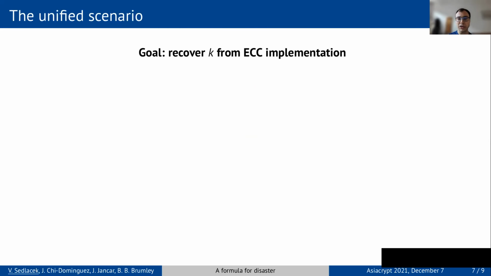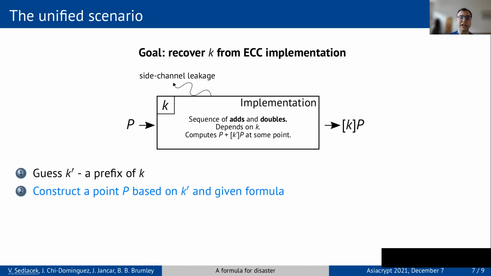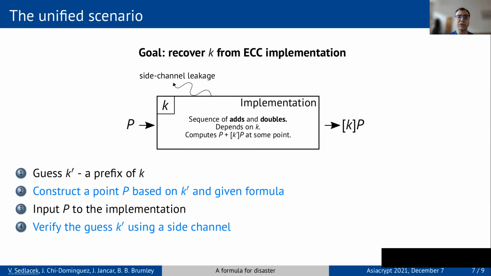So very briefly, how does that look? The common goal of the attacks is to recover the secret scalar from some ECC implementation. In each of these cases, you have some side channel that can differ. And the common part is, first you guess some prefix of the secret key. Then you construct a special point based on your guess and the given formula. This is important. You give this special point to the implementation, and you can verify if your guess was correct using a side channel. And you just repeat this all over again until you recover all bits of the private key.